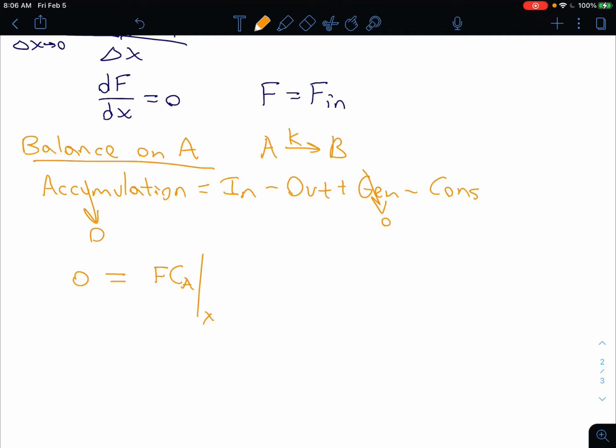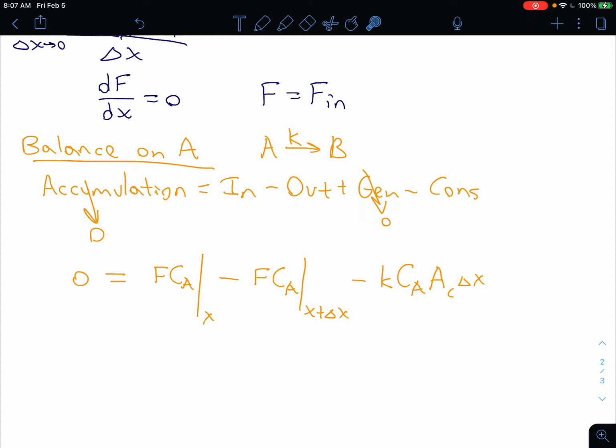So I'm going to say 0 equals, the input is going to be FCA at X. F has a volume per time unit, CA has moles per volume, so that looks like moles per time or number of molecules per time. The output is going to look like FCA evaluated at X plus delta X, and the consumption is the rate of reaction, which is KCA, and that is on a per unit volume per unit time basis. So to get the units to work out, I have to multiply by the volume of the control volume. So I'm going to say AC delta X. That's the volume of the cylinder.